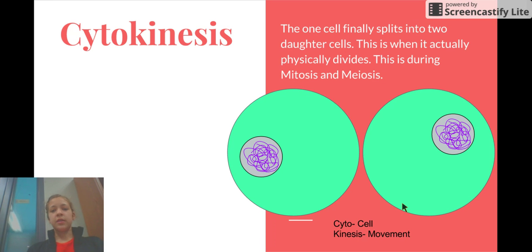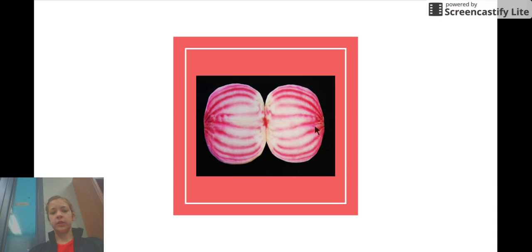Cytokinesis. The one cell finally splits into 2 daughter cells. This is when it actually physically divides. This is during mitosis and meiosis. Right here you can see it is split and everything is starting to reform. And remember, cyto means cell and kinesis means movement. Here it is.